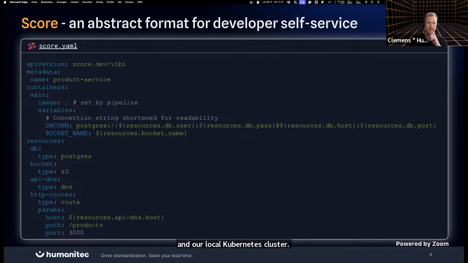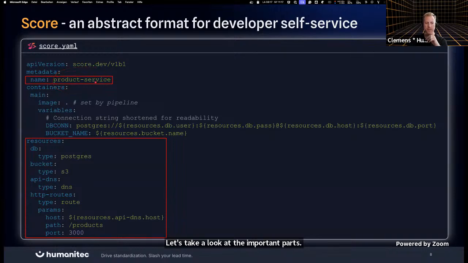Let's take a look at the important parts. We are talking about a product service here, and that product service needs a few things in the runtime environment to be able to carry out its destiny. For example, it needs a DB named db of type Postgres. It needs a bucket of type S3, and it needs a DNS record, because who likes typing IP addresses, right? And the rest is a little bit of plumbing.